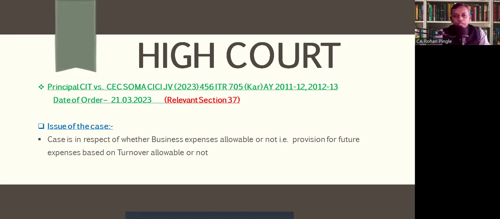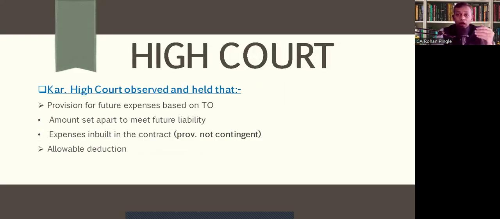Issue of the case: whether business expenses are allowable or not, that is, whether provision for future expenses based on turnover is allowable or not. That is the issue. Karnataka High Court observed and held that provision for future expenses based on turnover, an amount set apart to meet future liability, with expenses inbuilt in the contract, is not contingent and is an allowable deduction.